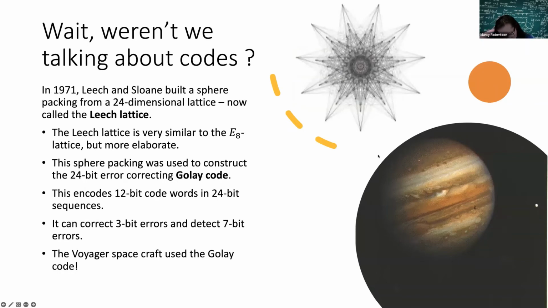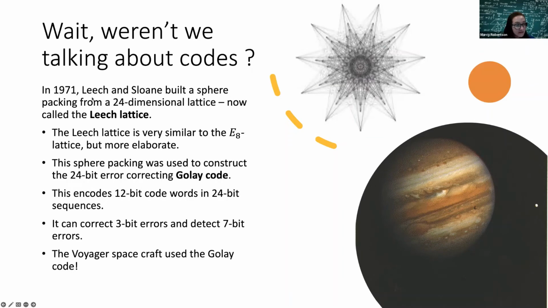But wait, I promised you I would talk about codes. So in 24, something is kind of interesting. In 1971, there was a paper in computer science or information theory written by Leech and Sloane, which showed that we can use a sphere packing built off of a 24-dimensional lattice, which we now call the Leech lattice, to produce a 24-bit error-correcting code called the Golay code.